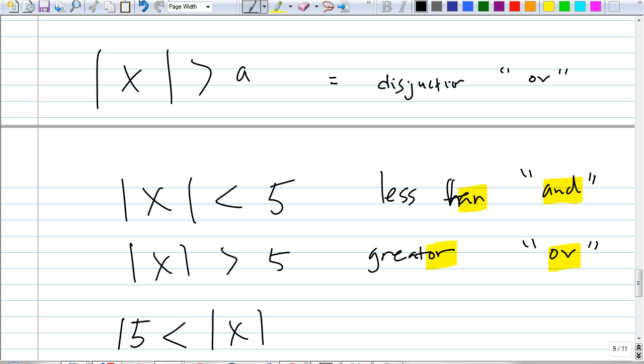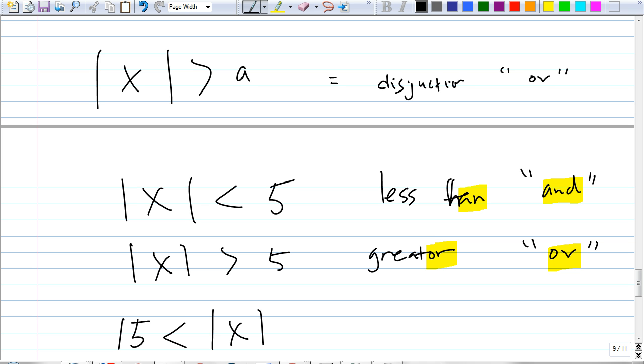This is what you're on, something like this. How many people think, if I have 15 less than absolute value of x, is this a conjunction? Does it use the and in the middle, or the or? Or. Why? Because it's greater. Isn't it less than? No, I tricked you. What's wrong with this? You have to rewrite this as.